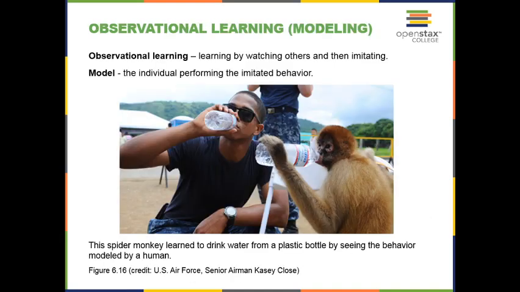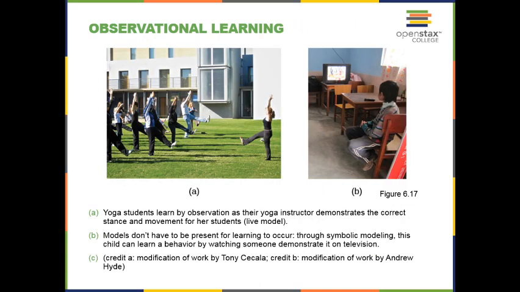So we have observational learning, learning by watching others and then imitating. First, we have the model, the individual performing the imitated behavior. For example, the yoga students learn by observation as the yoga instructor demonstrates the correct stance and movement for her students. Then symbolic modeling, such as a TV, which is very poor modeling.